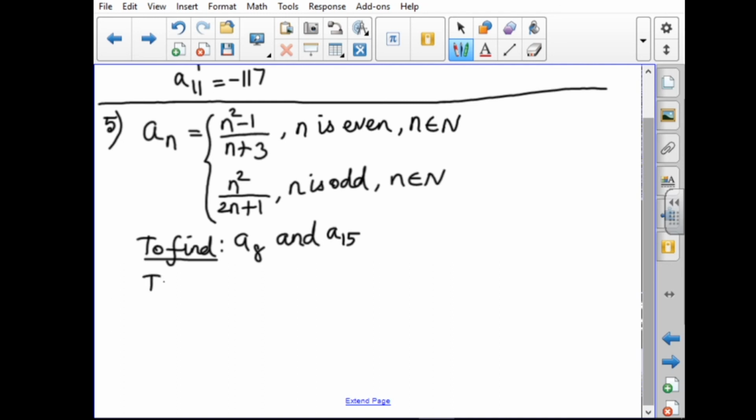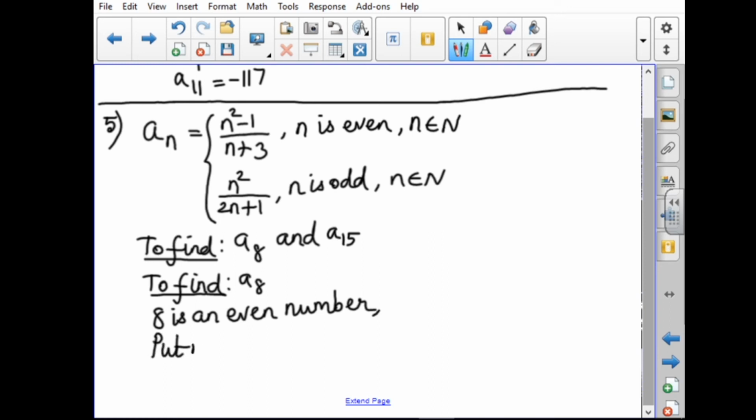To find A8, 8 is an even number, so we have to use the first expression. Whatever term we have to find, we have to use the expression according to whether n is even or odd. So put the even number.